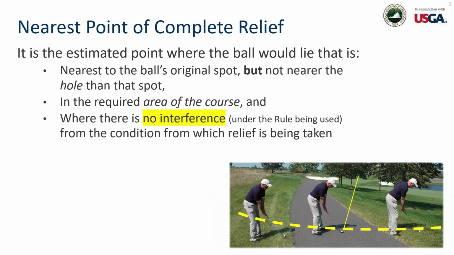So it's the estimated point where the ball would lie that is nearest to the player's original spot but not nearer the hole, in the required area of the course, and where there is no interference from the condition from which relief is being taken. So in this picture we have here, this player's ball is clearly on the cart path. Their stance is on the cart path, and they're clearly going to hit the cart path with their swing. In this case, he clearly has interference, and we need to find the nearest point where he doesn't have interference anymore.